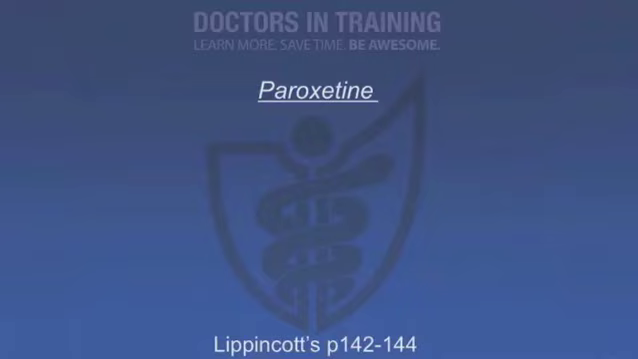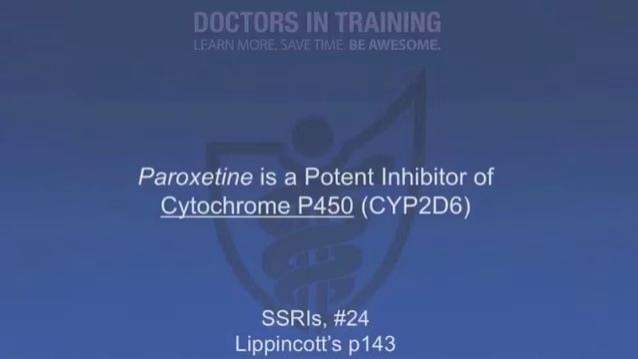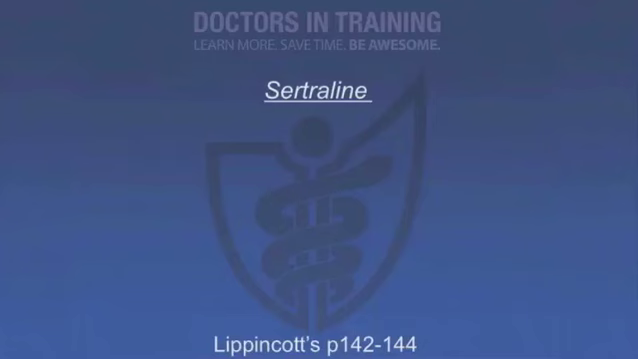Paroxetine has the highest incidence and severity of discontinuation syndrome because of its short half-life. It's a potent inhibitor of cytochrome P450 just like fluoxetine. It undergoes fecal excretion as well as renal. It's FDA approved for depression, OCD, PTSD, generalized anxiety disorder, and panic disorder. As a special note, this is the first antidepressant formally approved in the United States for the treatment of panic attacks. Sertraline's half-life is 1.5 times greater in women.